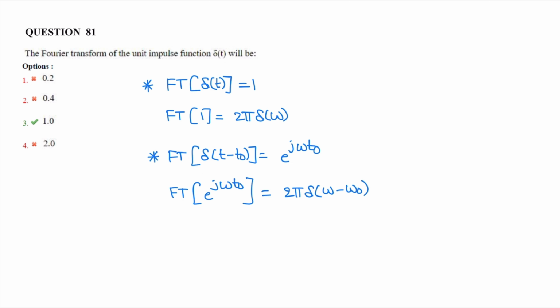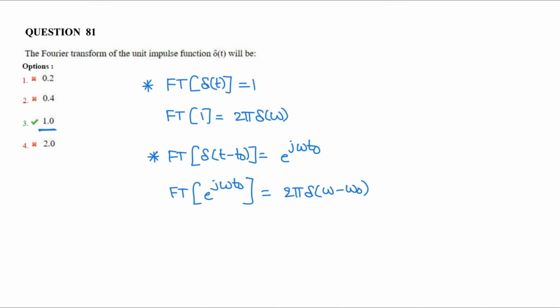Question number 81. The Fourier transform of unit impulse function delta of t. So the Fourier transform of unit impulse function delta of t is 1. Similarly, for the shifted impulse function delta of t minus t naught, it is e power minus j omega t naught. So here correct option is 3.